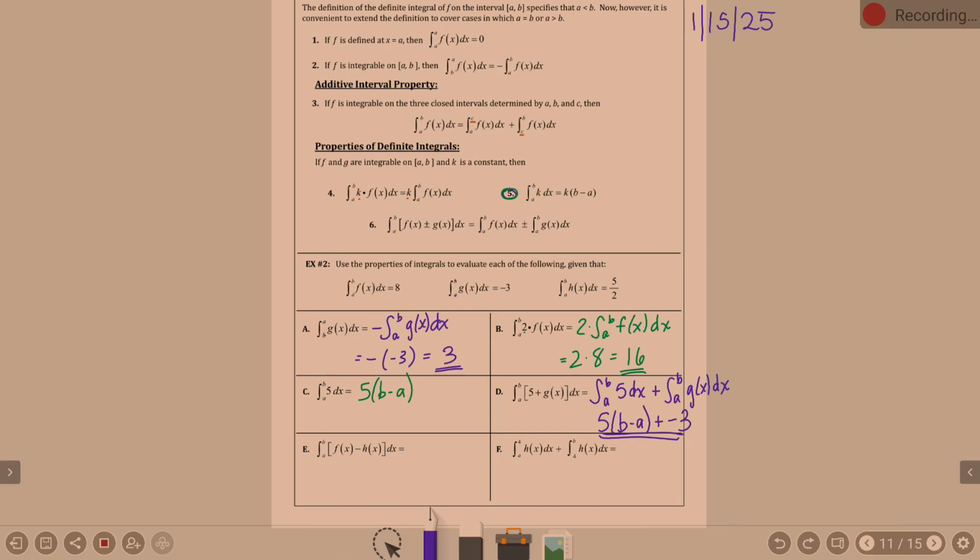Okay. E. Same thing in that there's two terms being subtracted. We can rewrite that as two separate integrals. So the integral from a to b of f of x dx minus the integral from a to b of h of x dx.